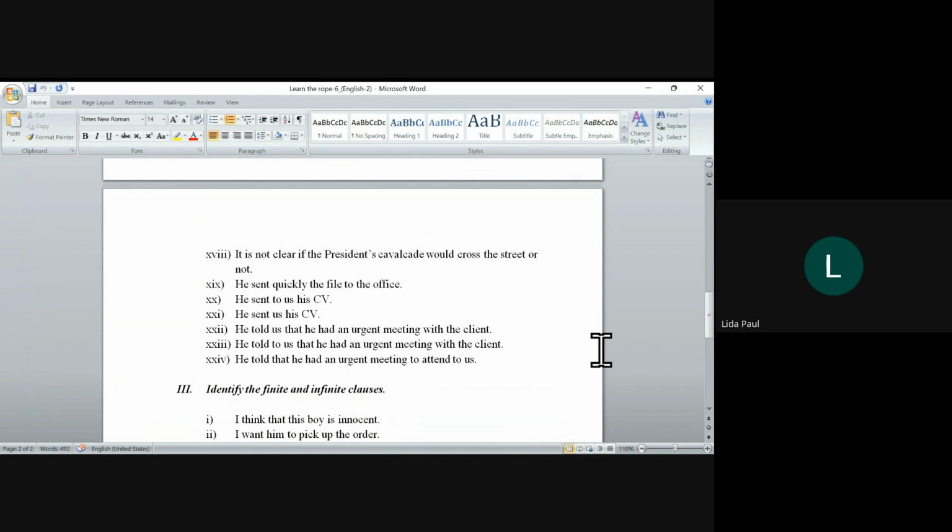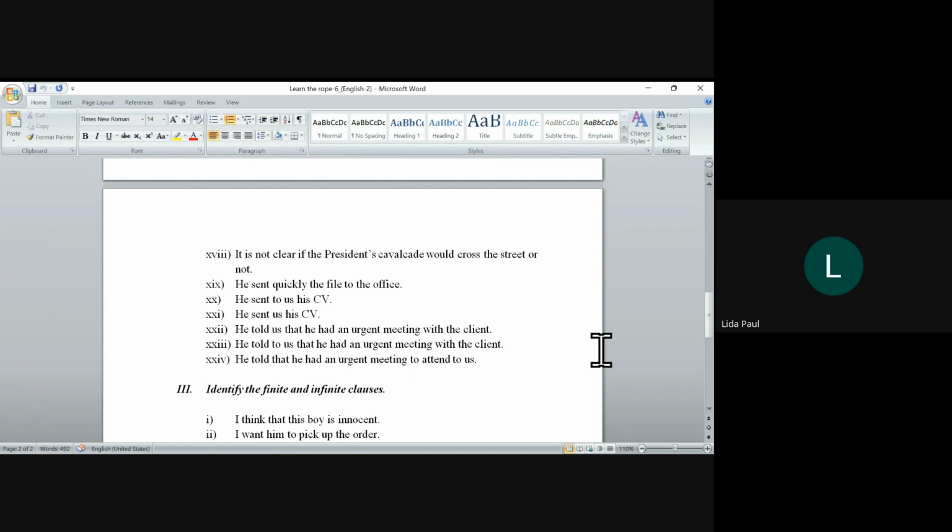All right. Okay. Now, 21st one. Sorry, 20th one would be. You tell me if it's grammatical or ungrammatical. Grammatical. Okay. But do we need it? Compare it with 21. He sent to us his CV. He sent us his CV. Do we have to say to us? Both are comfortable.